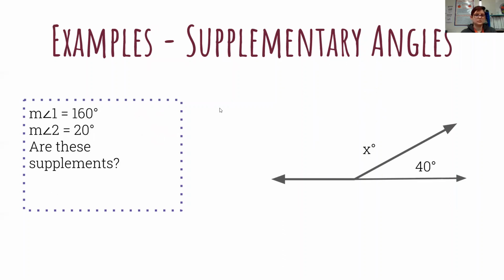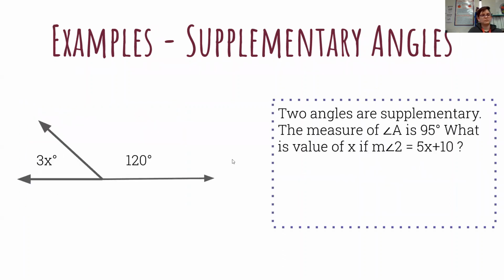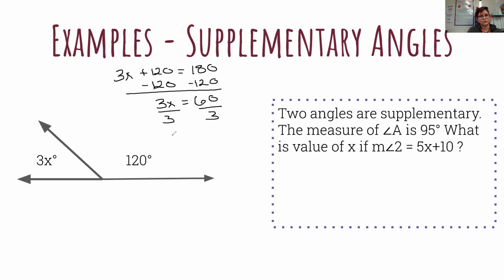Okay, let's look at another example. We have another pair of supplementary angles. So we know that 3x plus 120 equals 180. I'm going to subtract 120. So 3x equals 60. Divide by 3. X equals 20. Not 20 degrees, just 20. The whole measure of the angle would be 3 times 20, or 60 degrees.